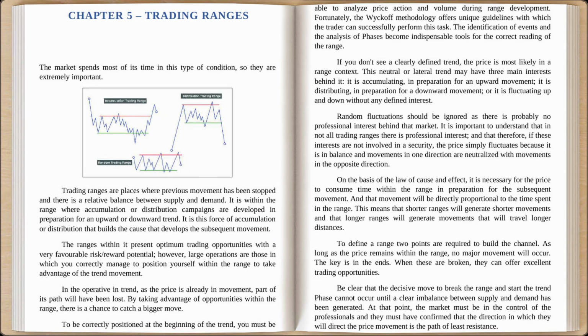Chapter 5. Trading ranges. The market spends most of its time in this type of condition, so they are extremely important. Trading ranges are places where previous movement has been stopped, and there is a relative balance between supply and demand. It is within the range where accumulation or distribution campaigns are developed in preparation for an upward or downward trend. It is this force of accumulation or distribution that builds the cause that develops the subsequent movement.